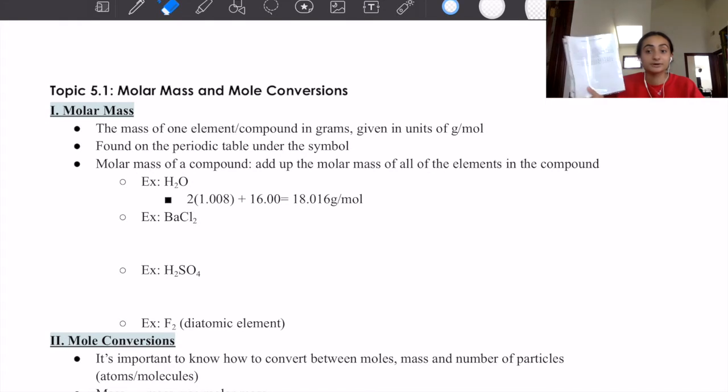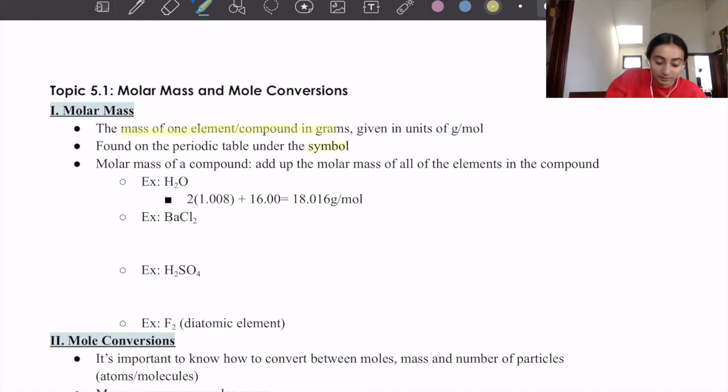Okay, so for this video, you are definitely going to want your periodic table as well as your calculator. I'm going to first start by explaining what molar mass is. Molar mass is found on the periodic table under the element symbol. So for instance, if you look on your periodic table under the C in carbon, there will be 12.01, which is the molar mass. And the molar mass represents the mass of one element or compound in grams, and it is given in the units of grams per mole.